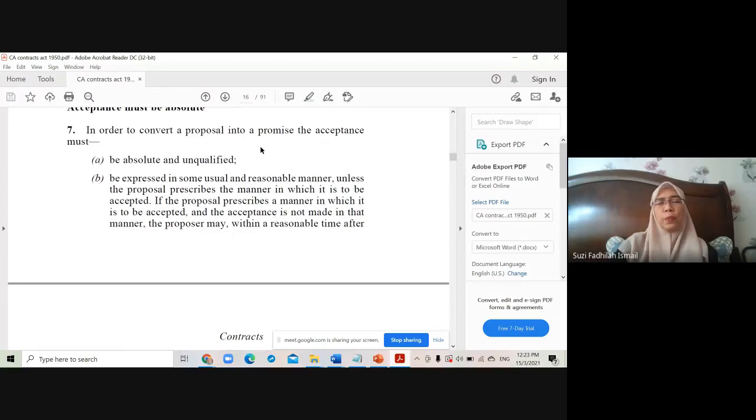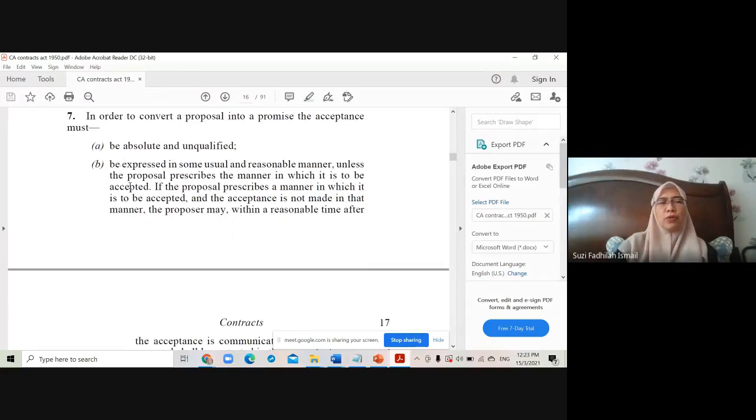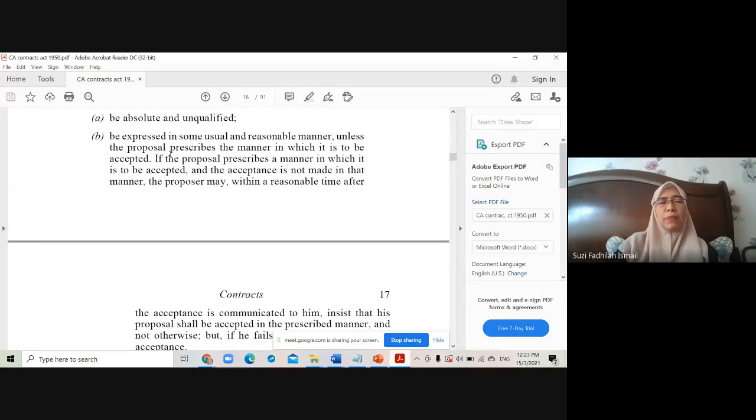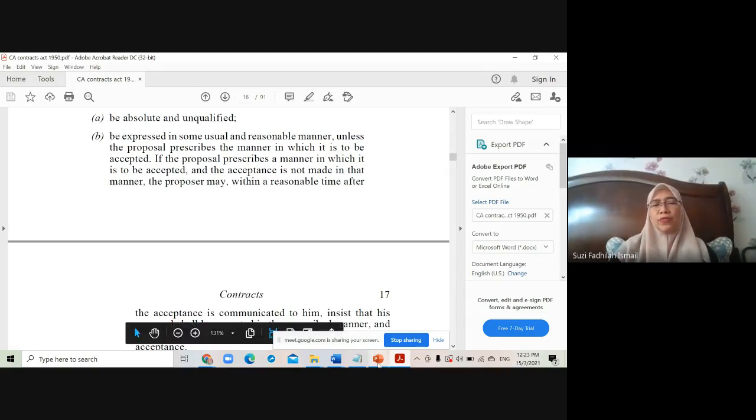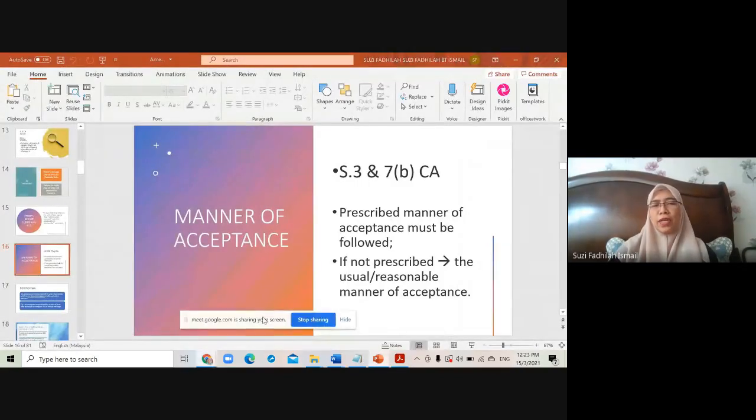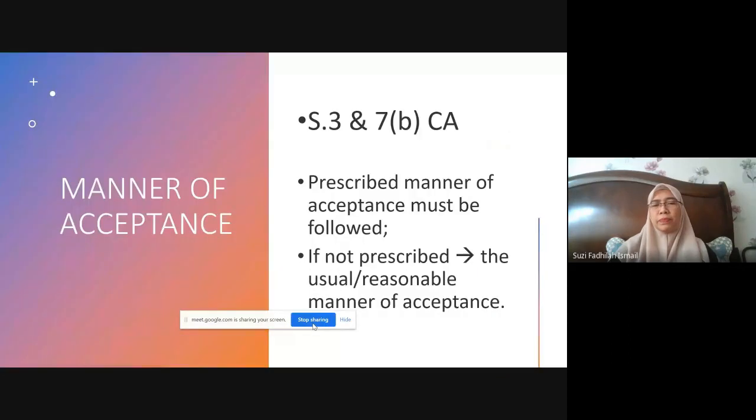In order to convert a proposal into a promise, the acceptance must, how to do it? Be expressed in some usual and reasonable manner. It has to be something which is reasonable, usually done, reasonably done, unless the proposal prescribes, explains or indicates the manner in which it is to be accepted. So if there is a prescribed manner, then the offeree has to follow. But if there's no prescribed manner, then the one who wants to give acceptance just accepts in the usual and reasonable manner, which is very, very subjective. Which might create problems as usual.